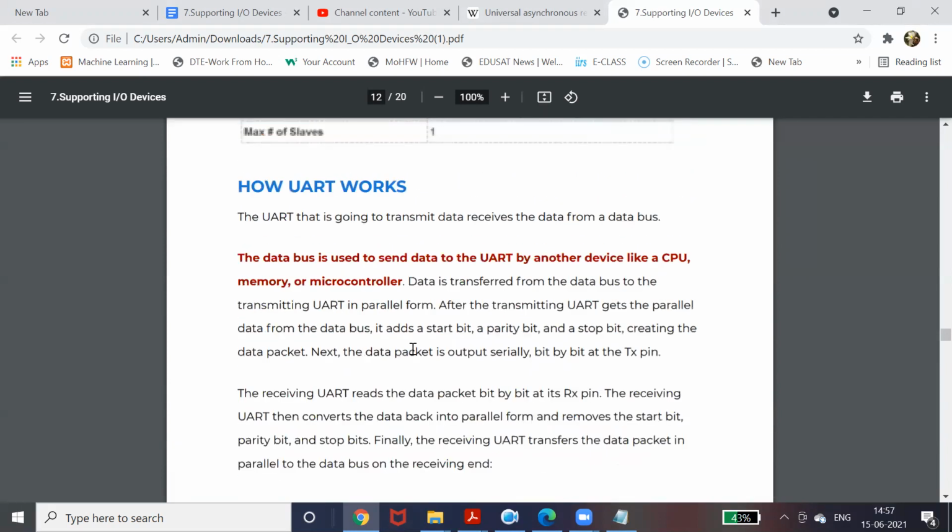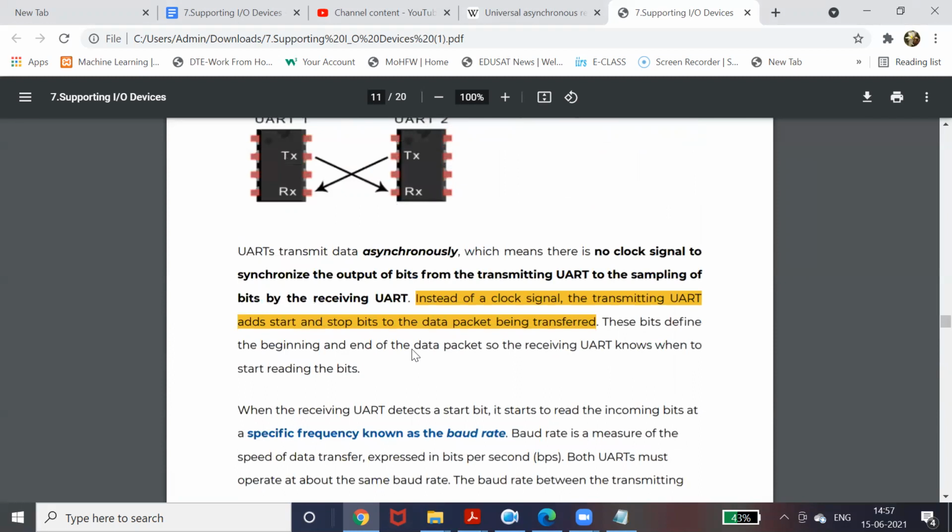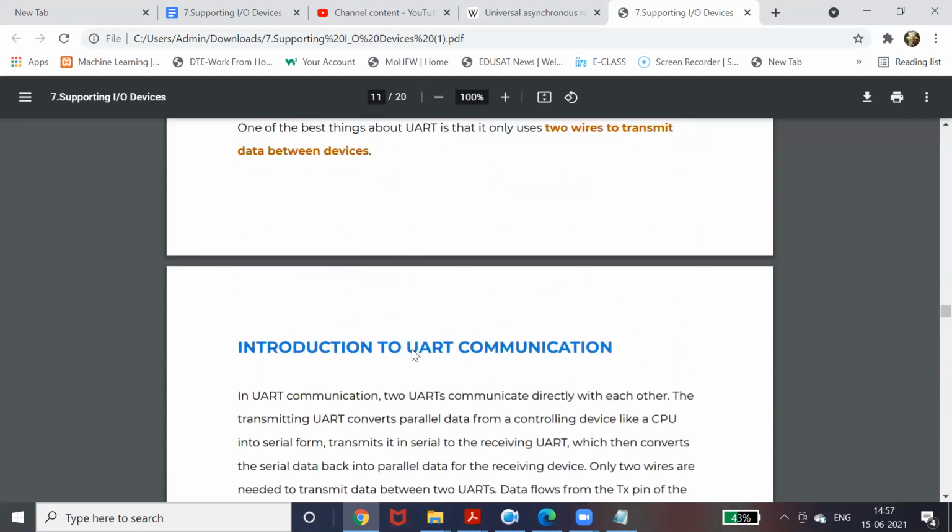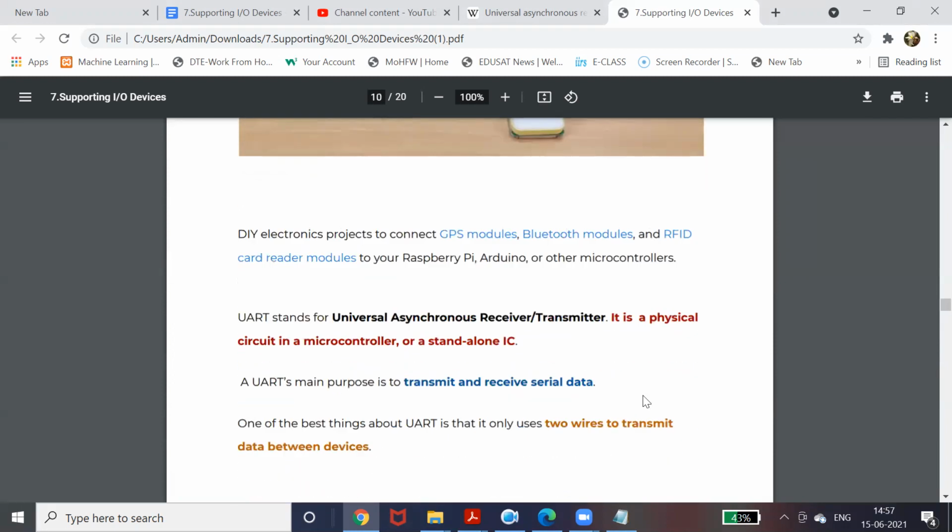So we have just discussed the UART, the universal asynchronous receiver and transmitter. I will stop here, and in the next video we will see the parallel ports.